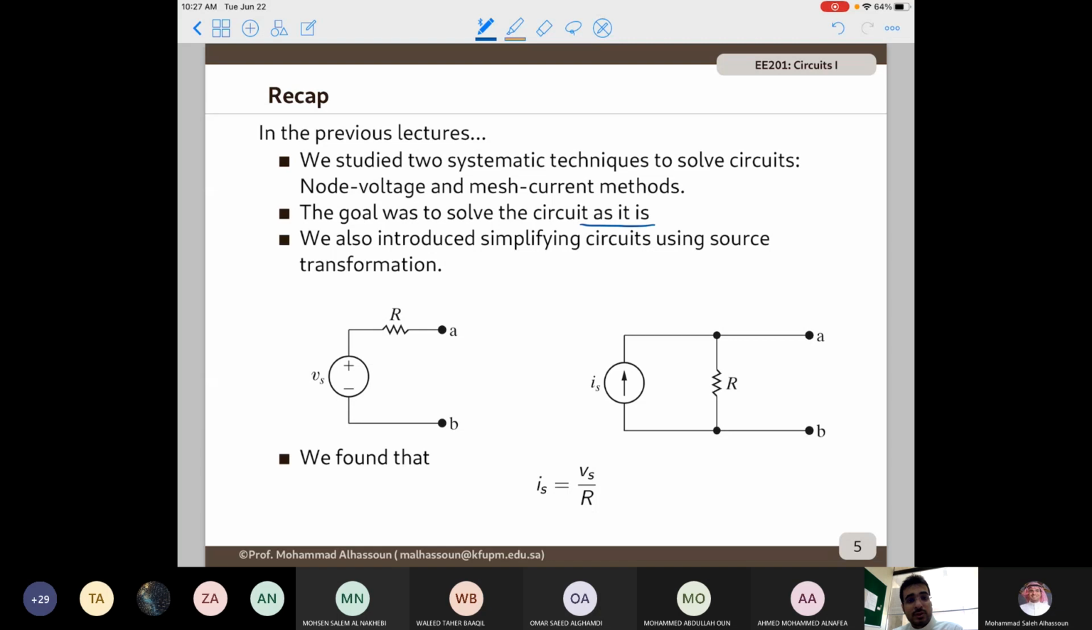It's called source transformation. We saw that oftentimes we have a voltage source in series with a resistor, or a current source in parallel with a resistor, and we said that we can move between these two representations, provided that the current and the voltage are related by this equation.